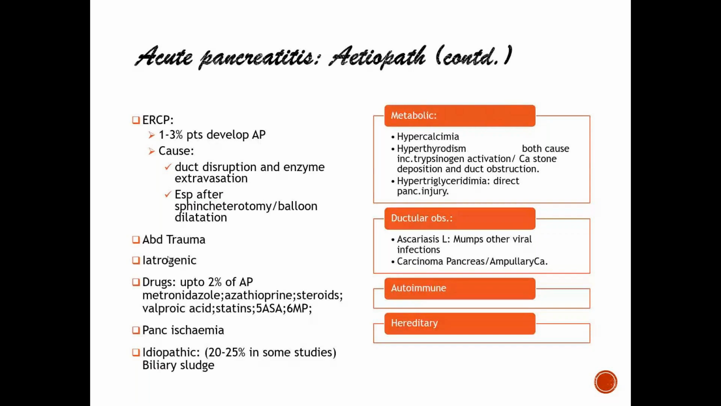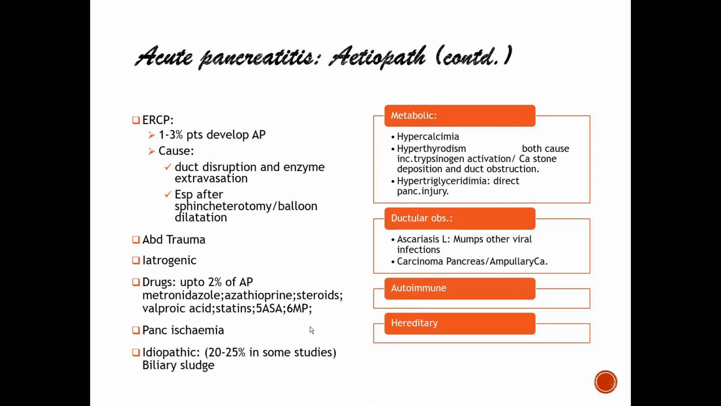There are certain drugs which can lead to acute pancreatitis. 2% of acute pancreatitis cases are drug related. Metronidazole, a very commonly used drug, azathioprine, steroids, valproic acid, statins, 5-ASA used for ulcerative colitis, and 6-mercaptopurine are some of the drugs. There is a whole list of other drugs. Then any reason for pancreatic ischemia, for example, hypovolemic shock or a patient with severe hemorrhage. All these patients are increasingly liable to have a precipitation of acute pancreatitis.